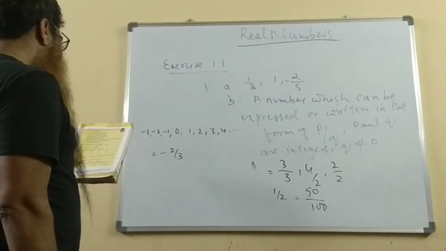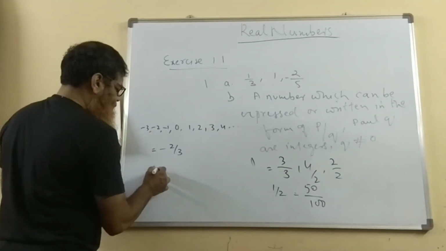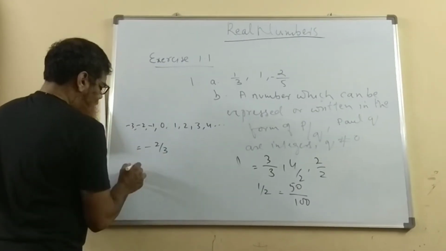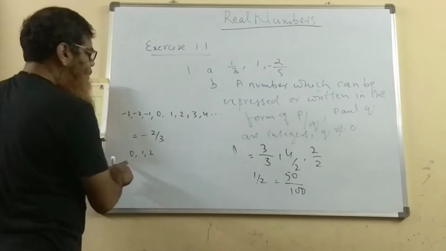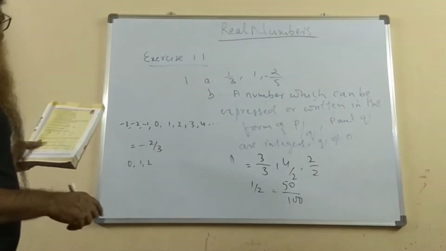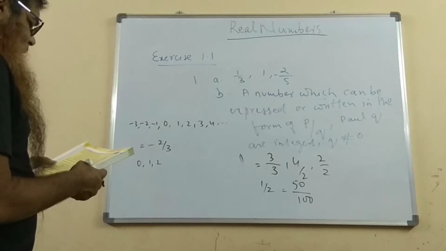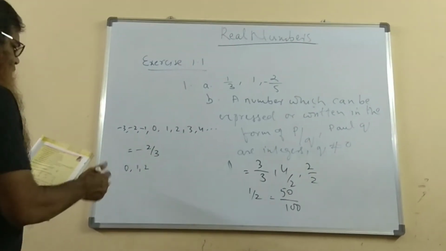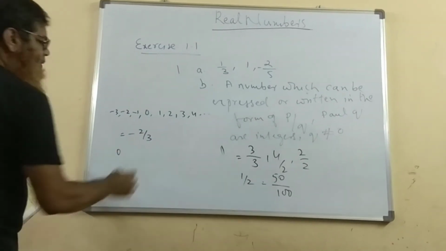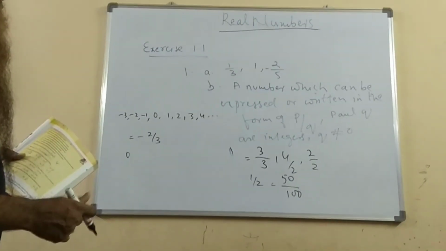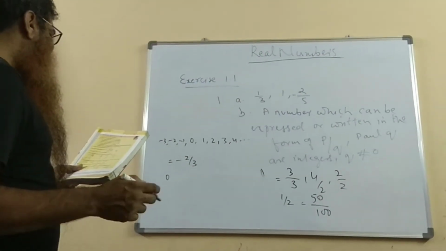A whole number which is not a natural number. Whole numbers we have seen before. Whole numbers begin with 0. So 0 is a whole number, but it is not a natural number. An example of a whole number which is not a natural number is 0, because natural numbers begin from 1 and whole numbers include 0 as well. 0 is a whole number but not a natural number.